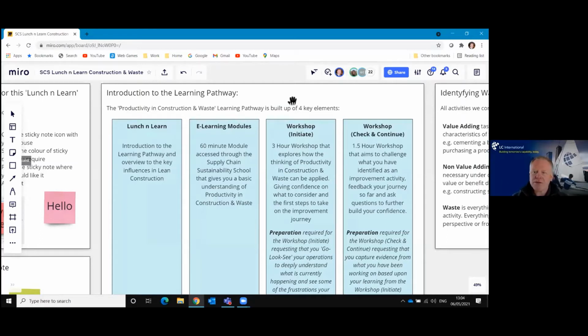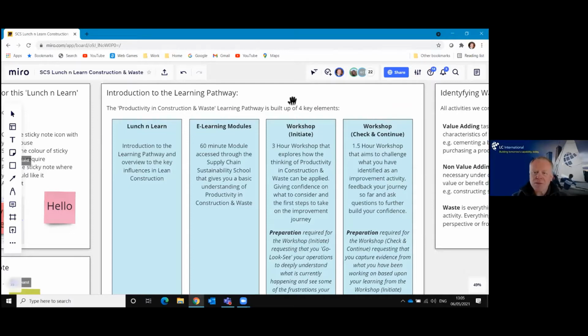The fourth element is what we call a check and continue. And this is the opportunity for us to come back together again to review what actions you've taken, how they went, what worked well and what didn't go well, and what we can focus on next time and help you deliver improvement into the future.